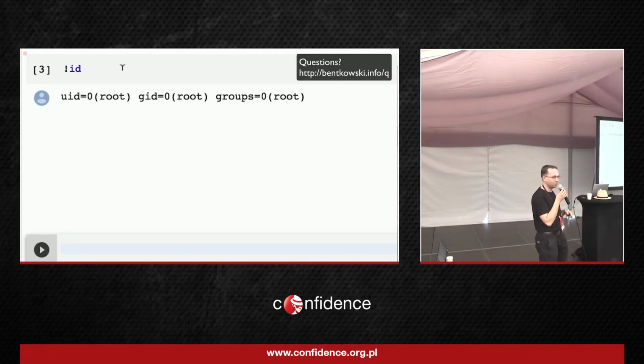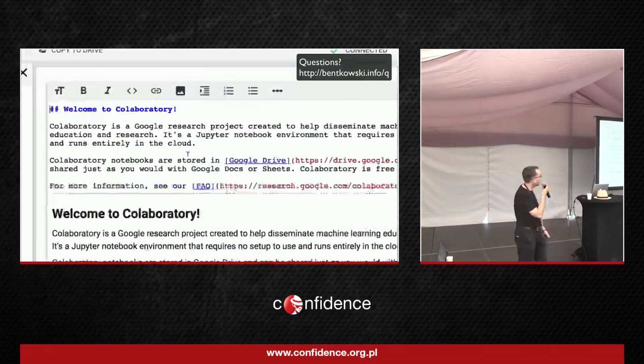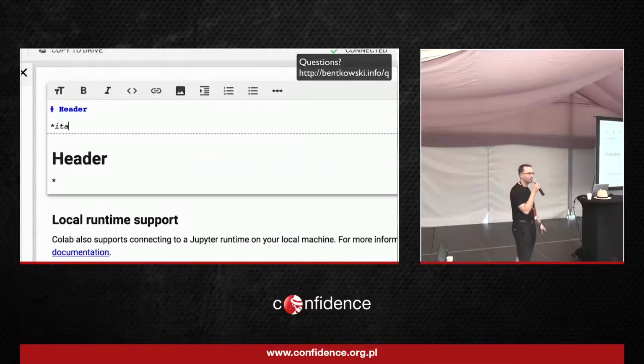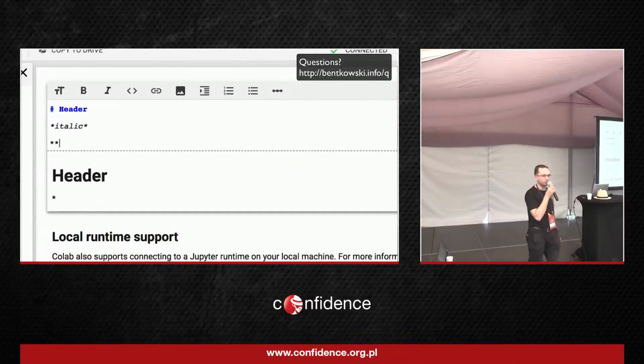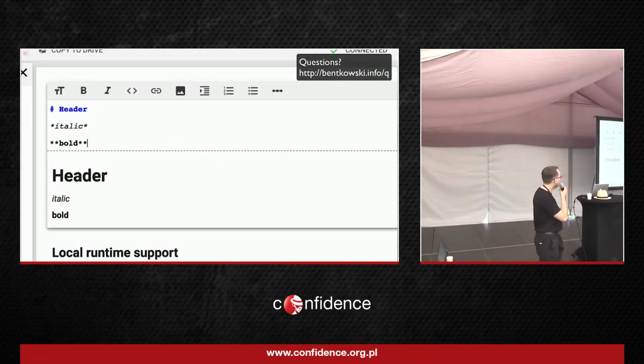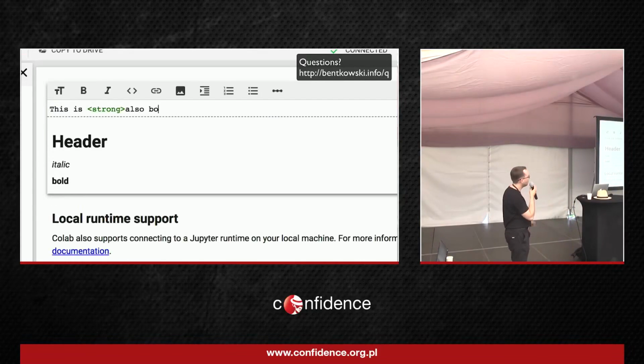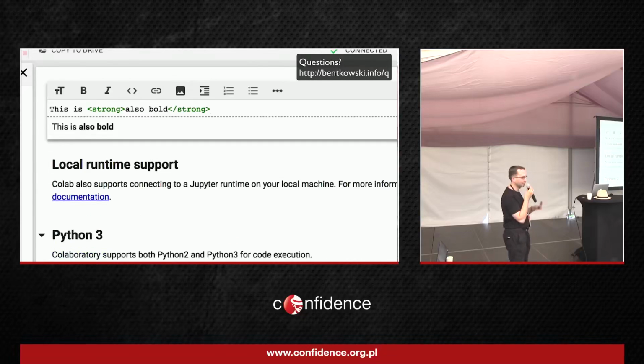Okay, so let's try something else. Let's go back to the stuff I usually focus on, XSSs. Here we have Markdown. I guess most of you are familiar with Markdown. You can use the hash sign to put some headers. You can put some italic text or some bold text. Also, what is quite interesting, in most Markdown parsers, you can use HTML tags as is.